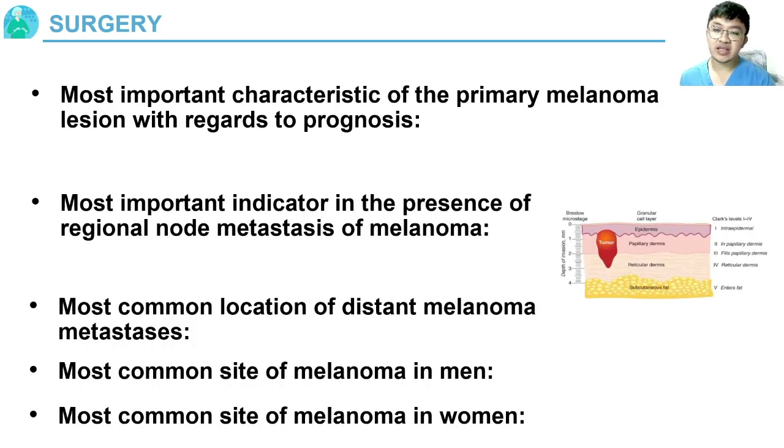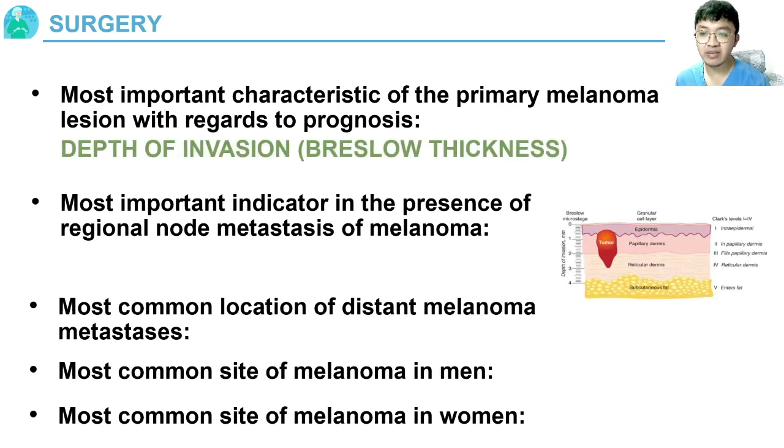Next, what's the most important characteristic of the primary melanoma lesion with regards to prognosis? Again, the most important characteristic is the depth of invasion or Breslow thickness.